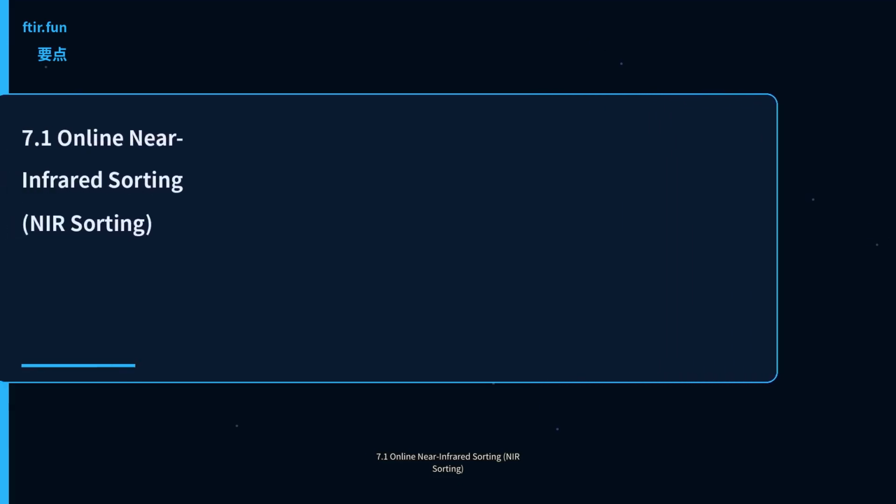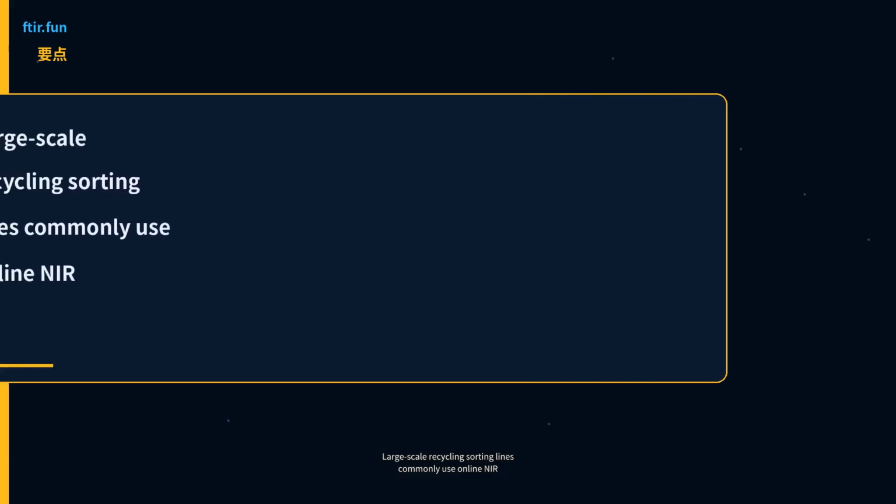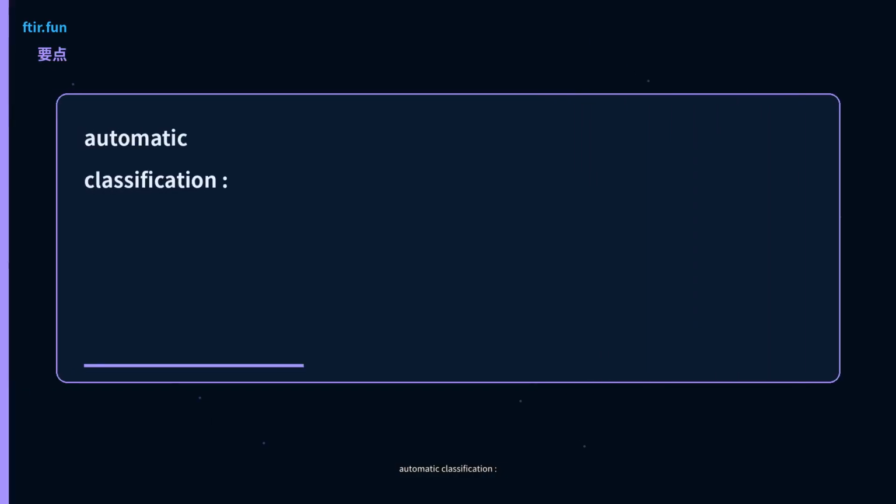Next, infrared sorting in plastics recycling. 7.1 On-line near-infrared sorting. Larger-scale recycling sorting lines commonly use online near-infrared automatic classification.